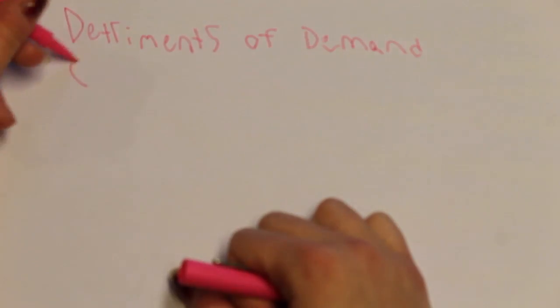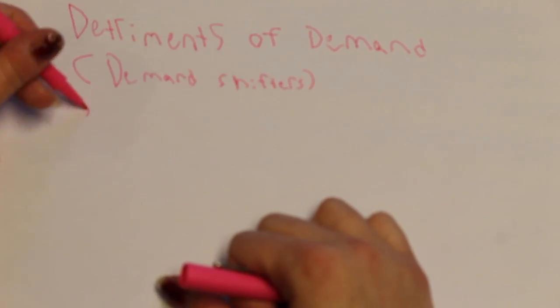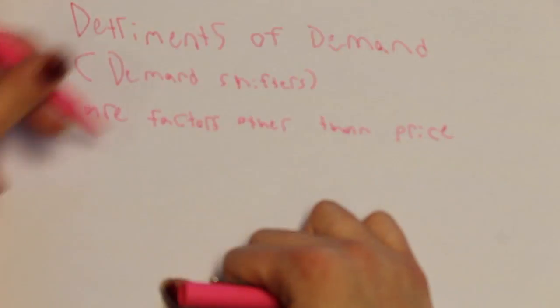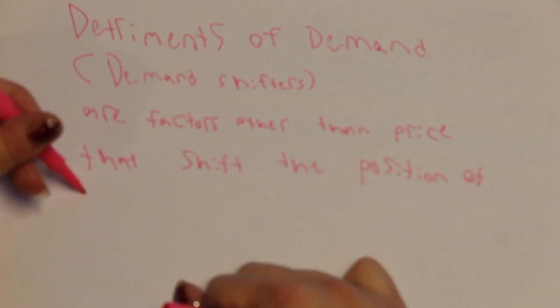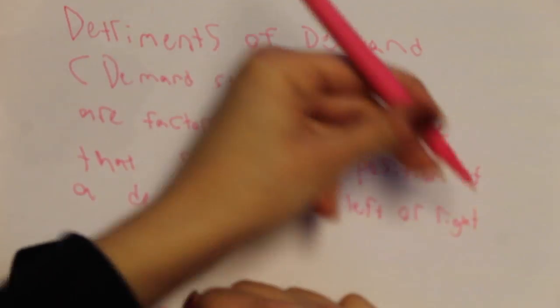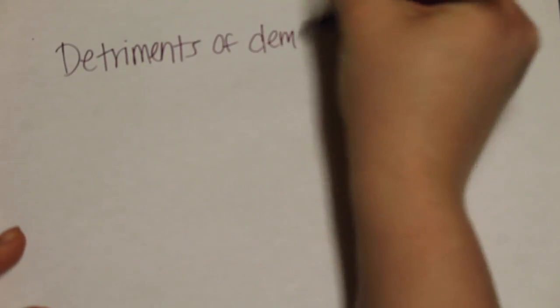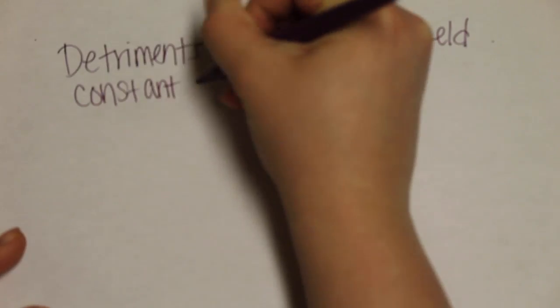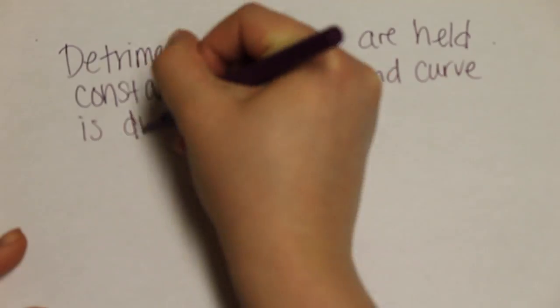The determinants of demand, or demand shifters, are factors other than price that shift the position of a demand curve left or right. Determinants of demand are held constant when a demand curve is drawn. They signal a change in demand.